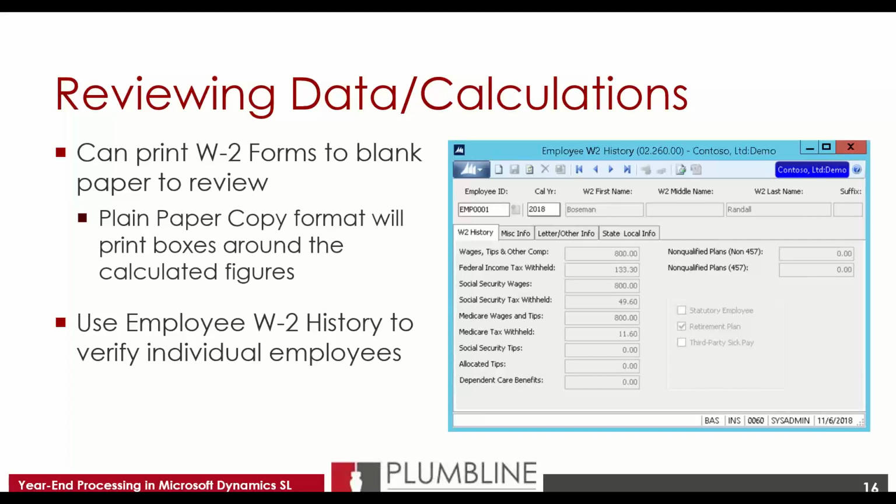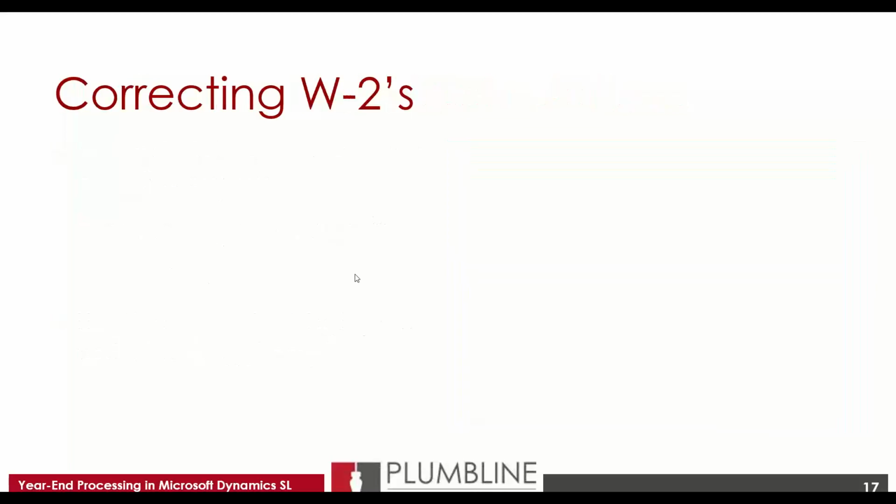Now here I have up the employee W-2 history screen, and in here you can review the data that was calculated on an individual employee basis. So you would bring up that employee and the year that you wish to review the numbers for. This is very useful in troubleshooting and looking back at what calculations were made by the processing.